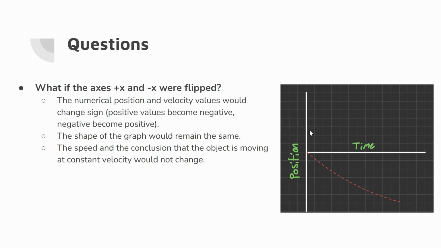Now, a possible question for this experiment would be, what if the axes plus x and minus x were flipped? The numeric position and velocity values would change sign, meaning that positive values would become negative and the negative values would become positive. This would mean that the shape of the graph would remain the same, however, it would be flipped on the x-axis. The speed and the conclusion that the object is moving at a constant velocity would not change because the shape of the graph would stay the same despite the flipped sign of the values.